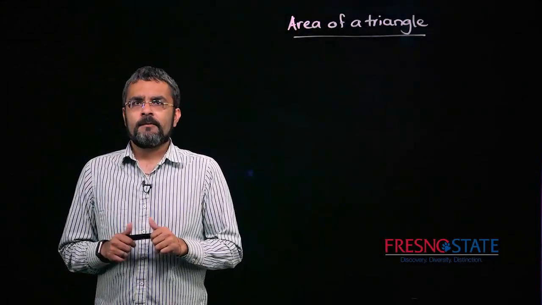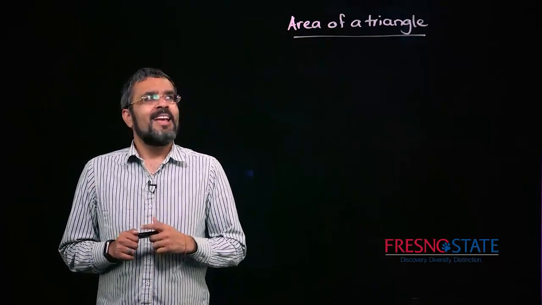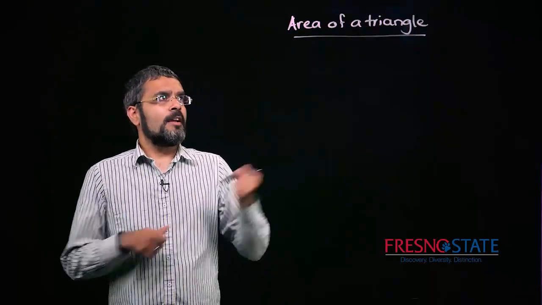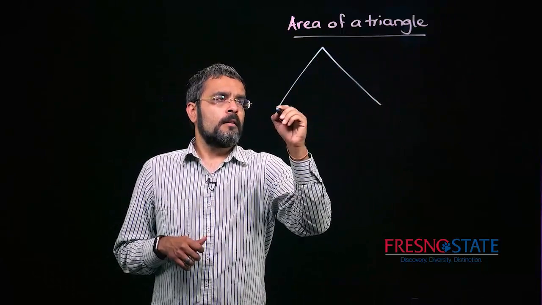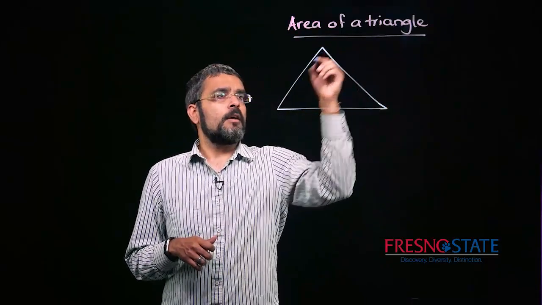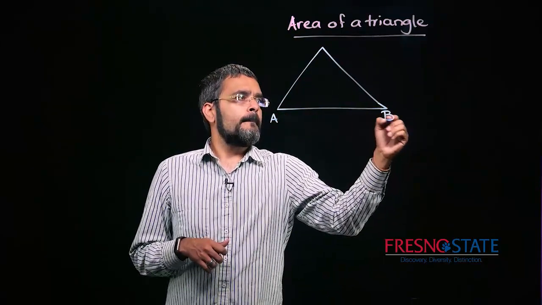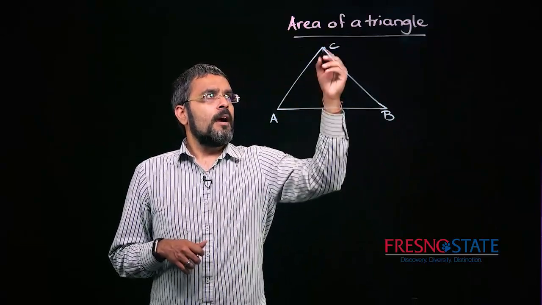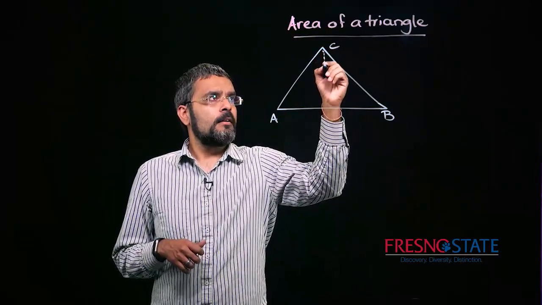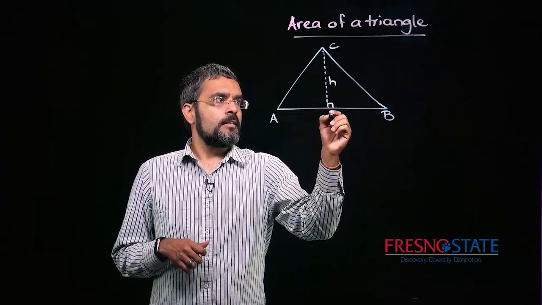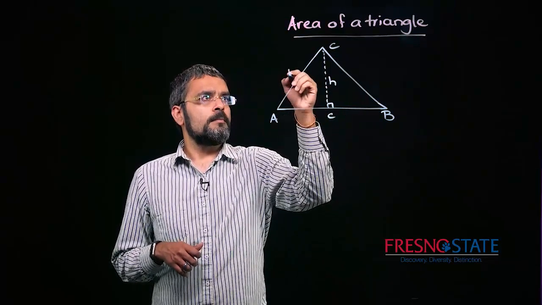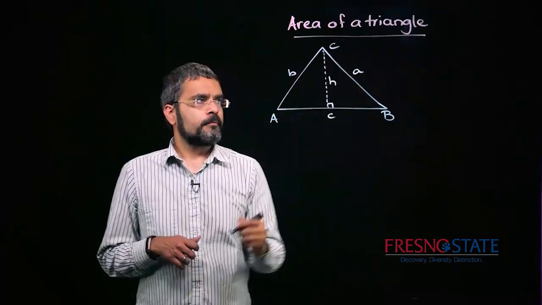Okay, so we're interested in finding the area of a triangle. Normally, the way we find the area of a triangle is if I have a triangle, let's say this, which is triangle ABC for us, that's triangle A, B, and C. We're usually given a height here. So this is, say, H, this side is C, this side is B, and this side is A.